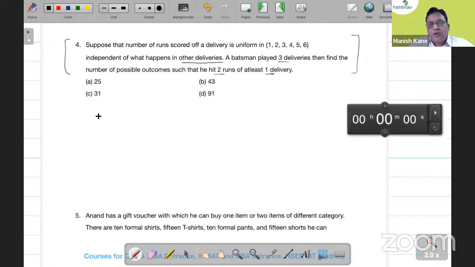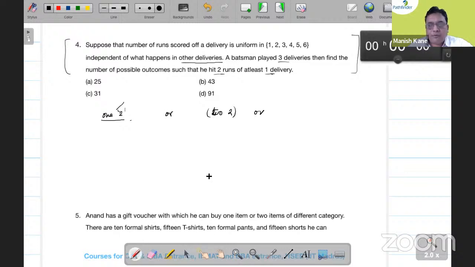So to attempt this question, we first have to understand how many cases there are. Case 1, he hits 2 runs in exactly 1 delivery. Or case 2, he hits 2 twos. Or case 3, he hits all 3 balls for twos. So he hits 3 twos. Now 3 twos is simple. You can get 3 twos only in one way, because he is hitting all 3 balls for 2 runs. So that can happen only in one way.